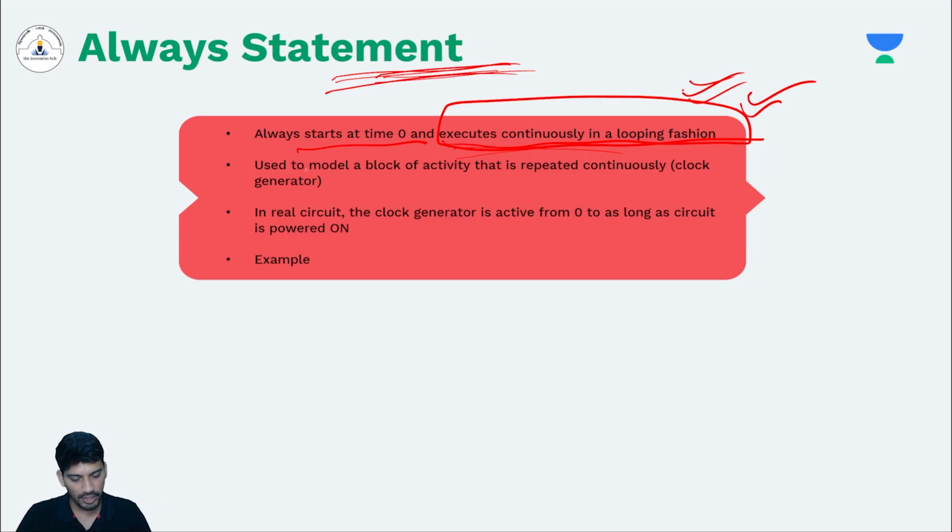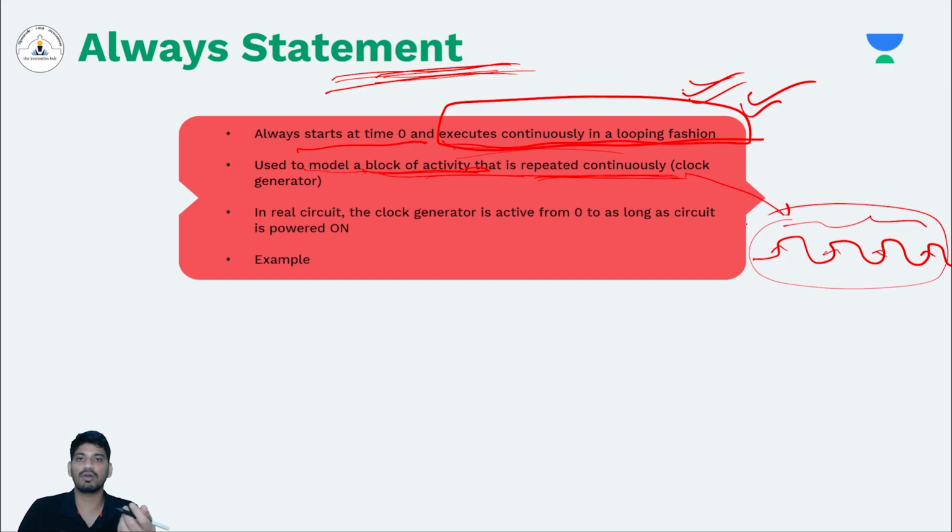Okay. Usually it is used to model a block of activity that is repeated continuously. For example, a clock generator. A clock inside a circuit will always exist, right? Clock will always flow inside the circuit. So to define this clock signal, you can use an always statement. How to define the clock signal using always statement?